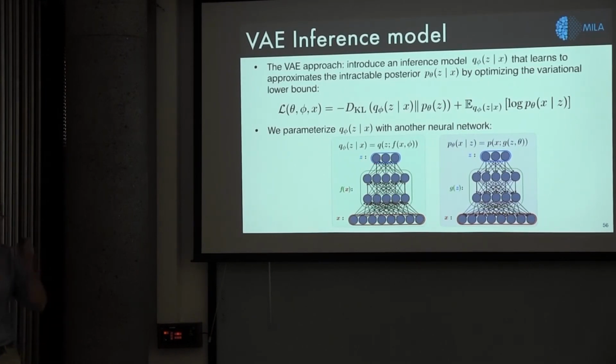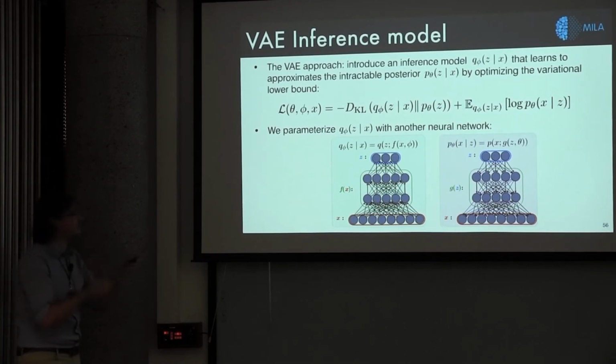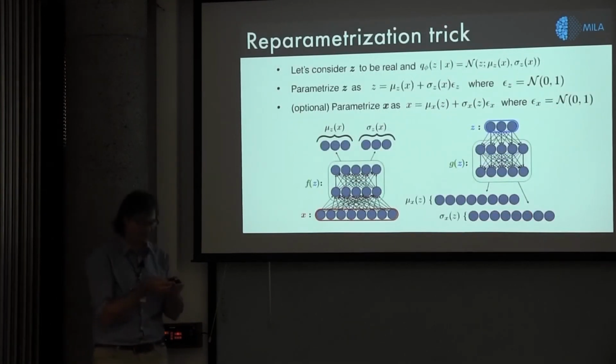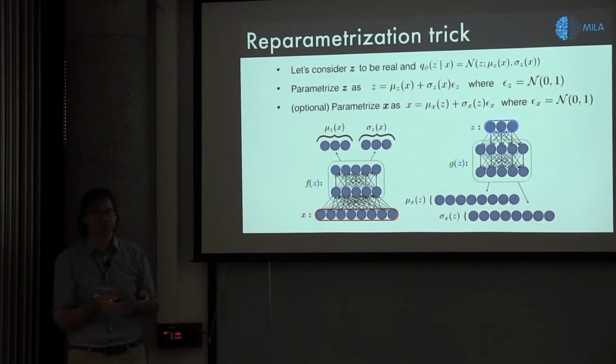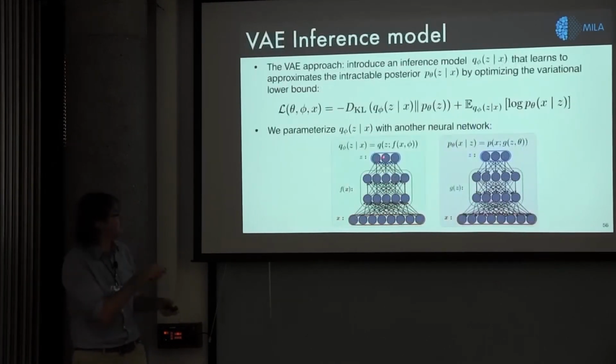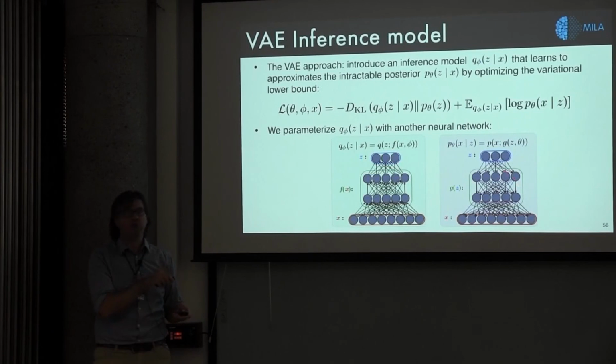Now, the trick is we need one more thing. We need one trick to make this work, and the trick is actually called the reparameterization trick. The reason is that Z is a stochastic variable, and we want to train this model with backpropagation through the whole thing, right?